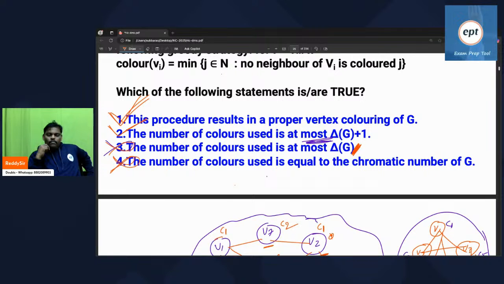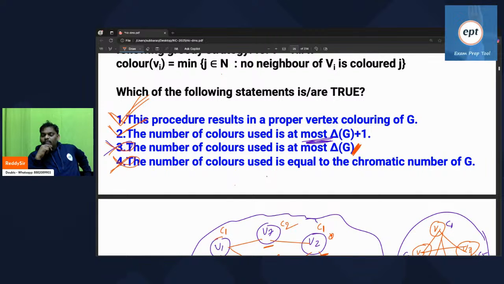Everyone try. Which one of the following statements are true? This procedure results in proper vertex coloring of G. Yes. The number of colors used is at most delta G plus 1. Yes. The number of colors used is at most delta G. No, I cannot give guarantee. Sometimes there may be a chance that adjacent is 4 people, and I have to take 5 colors because it is a complete graph. Sometimes it is failing. So 3 is wrong.